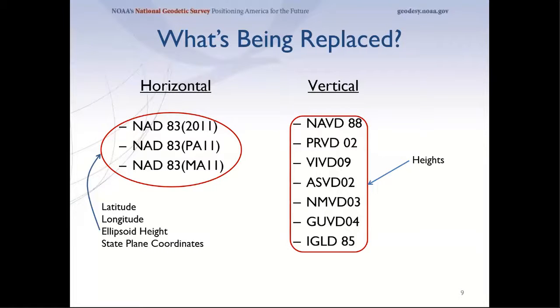So what's going to be replaced? Currently here in North Carolina, and the continental United States, our horizontal reference frame is North American Datum 1983, 2011 realization. And vertically here in North Carolina, and in the majority of the continental United States except around the Great Lakes, we are using North American Vertical Datum 1988. You can see the list of other vertical datums that are used in different parts of the country, and all those will be replaced with the new vertical datum in 2024.